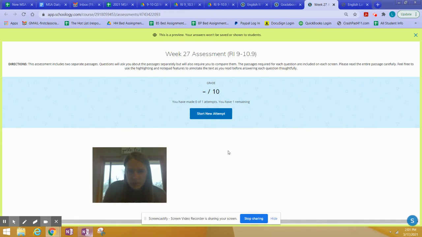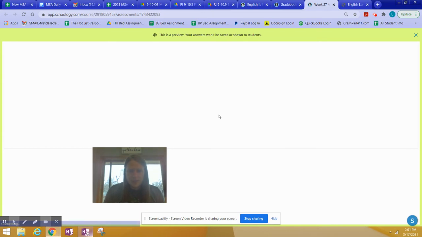So the first thing I'm going to do is explain what is being assessed. This is point 9. In point 9, you are actually going to deal with two different texts that you are going to compare. A lot of the questions will have to do with which author would agree with this, which author would agree on this, what would they disagree on, those types of questions. Let me start the test.